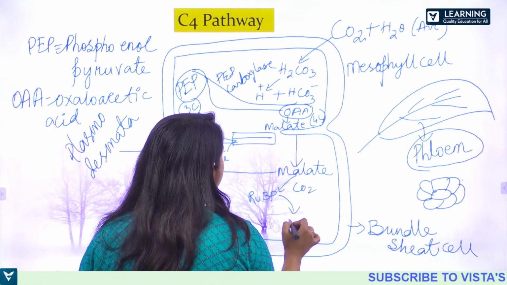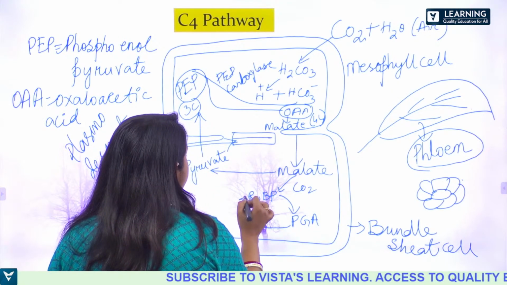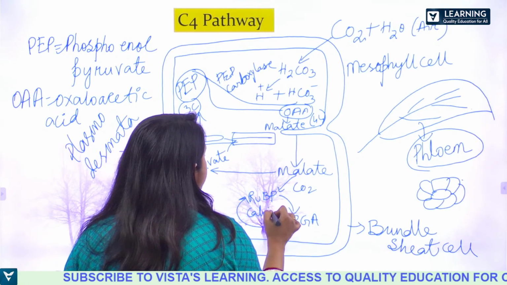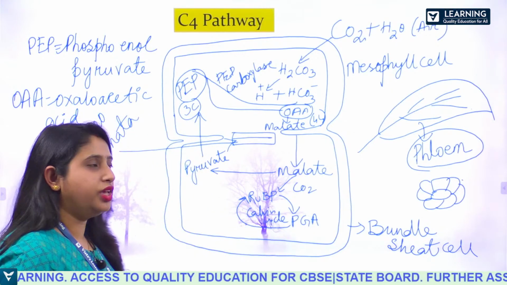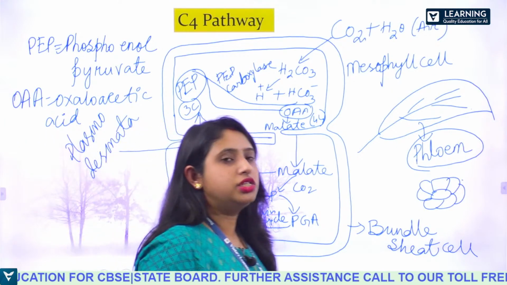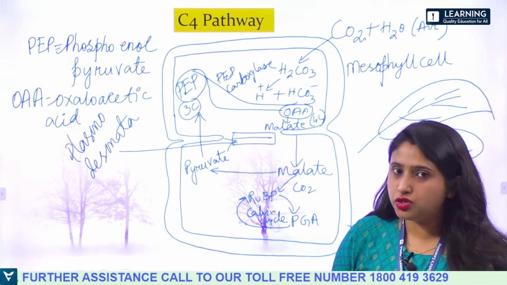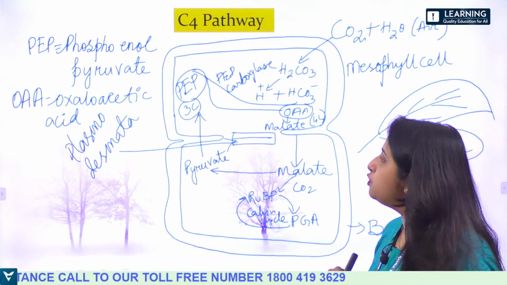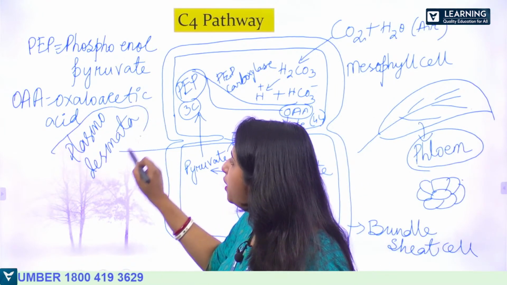Then it will form what? It will form phosphoglyceric acid, right? It will again return back. So the Calvin cycle is also there in the C4 pathway in the bundle sheath cell. So this is how the C4 pathway is taking place in the C4 plants. It involves both the mesophyll cell and the bundle sheath cells.